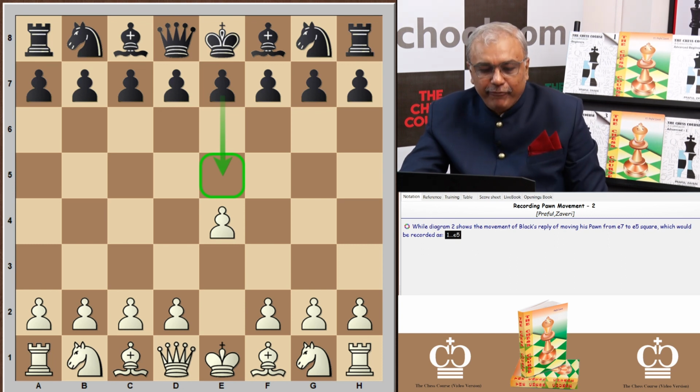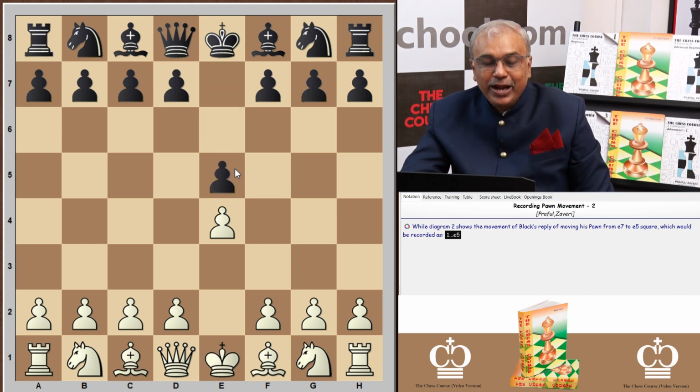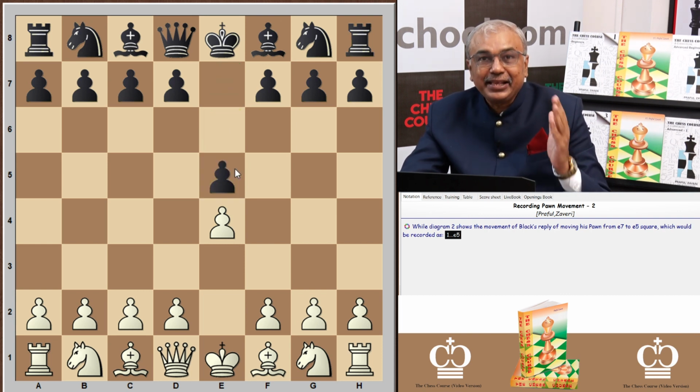Moving on, and now it's the turn of black. White had just played e4, and here now black decides to move his pawn which is on e7 to the e5 square. Then such movement would simply be recorded as e5.